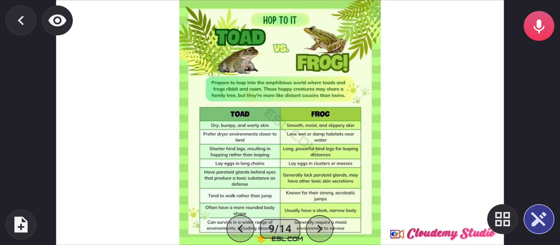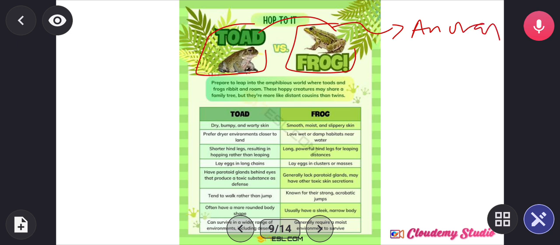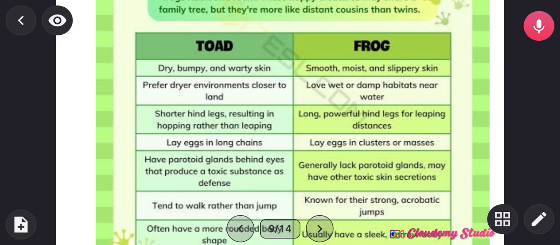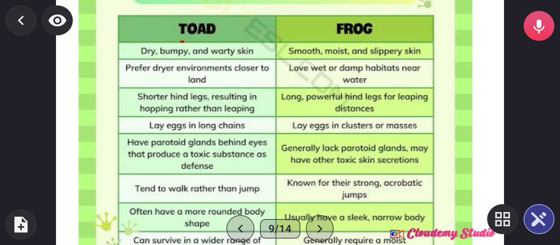Now, what is the difference between toad and frog? I have mentioned toad and I've mentioned frog. Remember I told you that both of them are anurans, because they do not have a tail. Now for toad, the skin is dry, bumpy and warty, while for frog, the skin is smooth, moist and slippery.